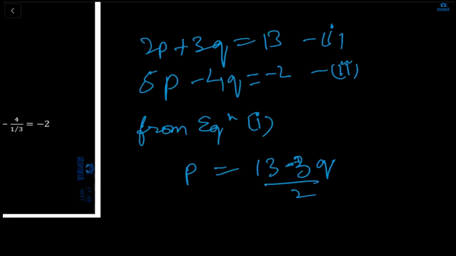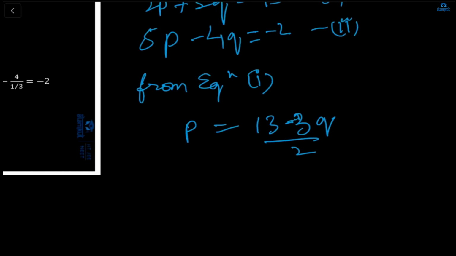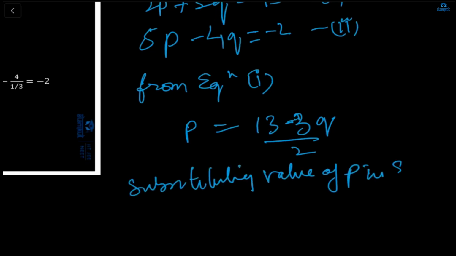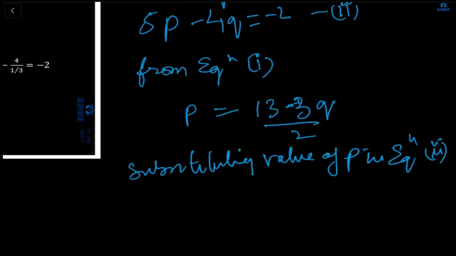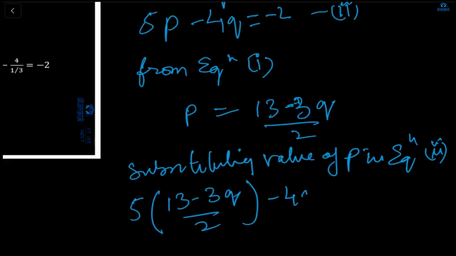P is (13 minus 3Q) by 2. This is the value. Now I am going to substitute the value of P in equation 2. Substituting the value of P in equation 2, that is 5P: 5 multiplied by (13 minus 3Q) upon 2, minus 4Q, is equal to minus 2. Yes? I'll get this equation.